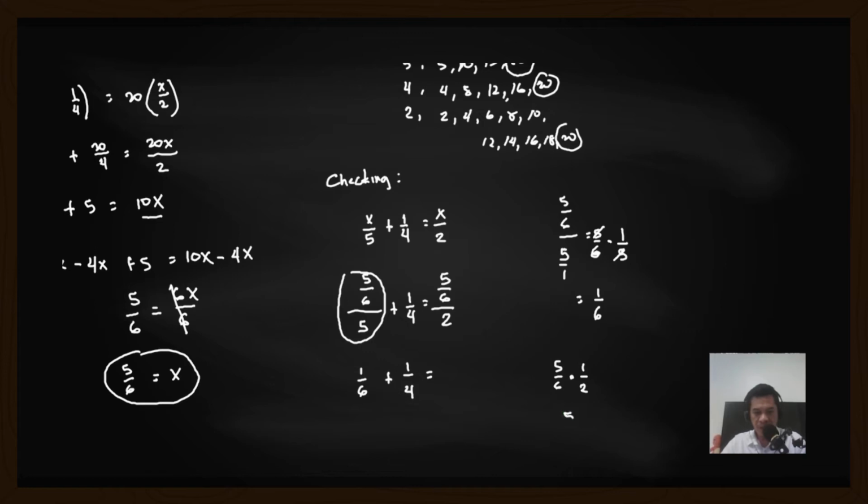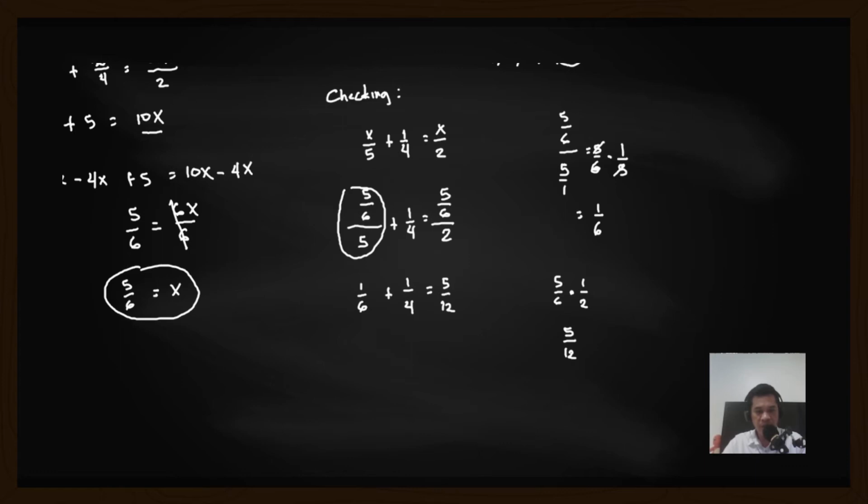Okay, that is 5 over, multiply 2 times 6, we have 12. So in multiplying fractions, we multiply numerator to numerator, denominator to denominator. So we have 5 times 1 is equal to 5. 6 times 2, we have 12. So our result here is 5 over 12.